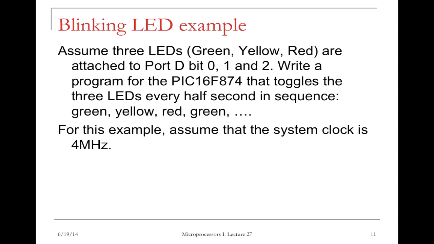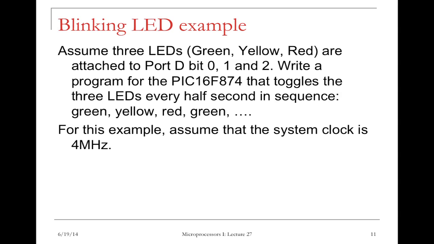Okay, now we will move into a more realistic example. Let's say we have this problem to solve using a PIC microcontroller. We want to blink LEDs and assume that we have 3 LEDs, green, yellow, and red. So these are the traffic lights. And these LEDs, those tiny LED components, are attached to the PIC, and specifically green is attached to bit 0 of port D, yellow is attached to bit 1 of port D, and red is attached to bit 2 of port D.